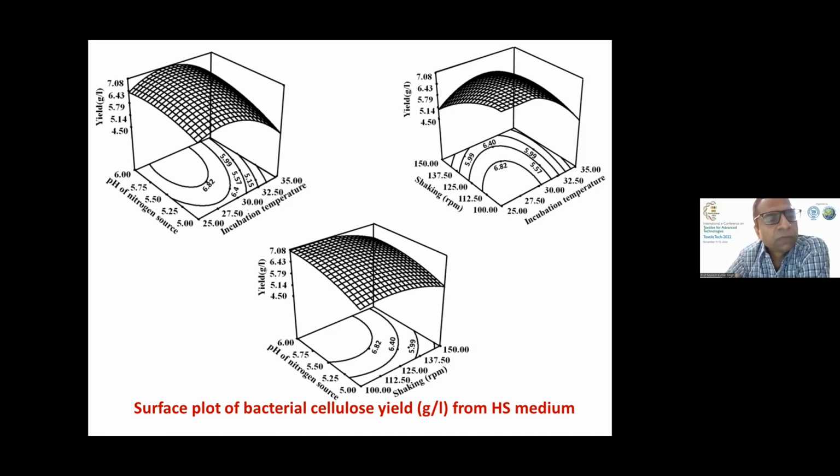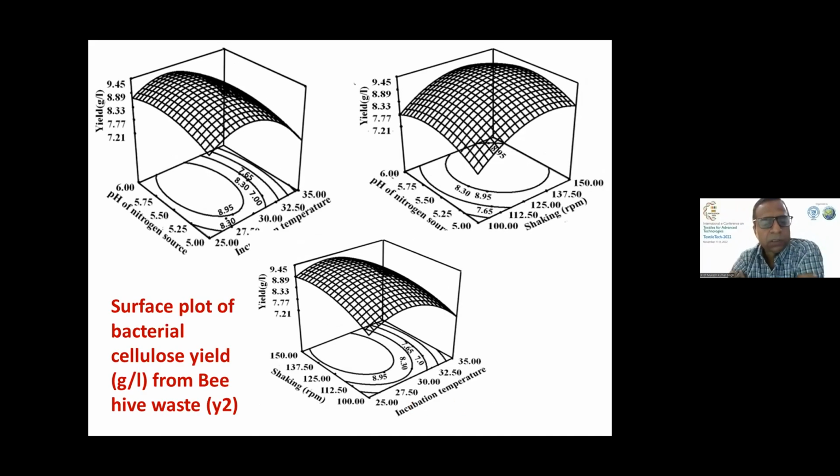If you see the pH of nitrogen source, these results are for HS media. Here the increasing trend is there, and at 6 pH the maximum yield of 6.43 is achieved. If we see the effect of incubation temperature as well as shaking RPM, we find that 30 degrees centigrade incubation temperature was the optimum for maximum yield, and shaking RPM was around 125. A similar study was conducted for beehive waste also.